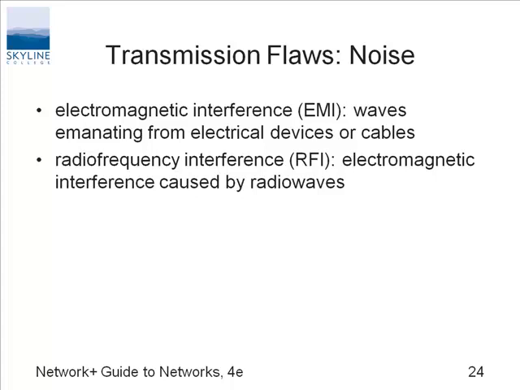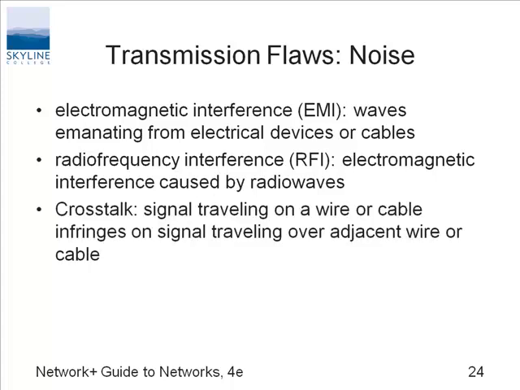The difference here is the frequency that they use. RFI, radio frequency, is in what's called the radio range, and don't ask me to quote you the specific frequencies, but those are what those use. Crosstalk is when a signal traveling on a wire or cable infringes on a signal traveling on an adjacent wire. That's a bunch of gobbledygook.